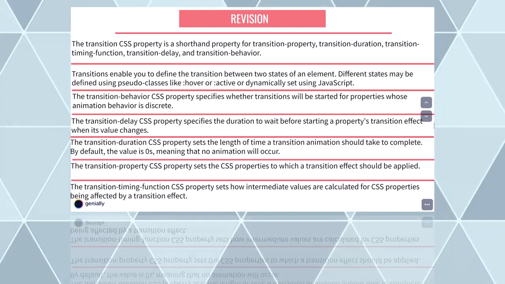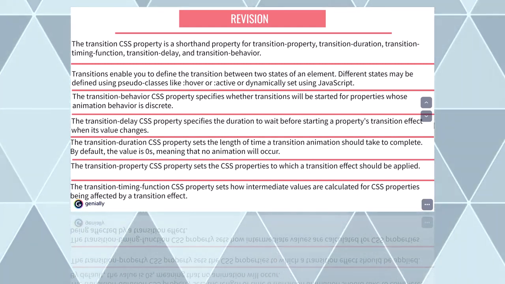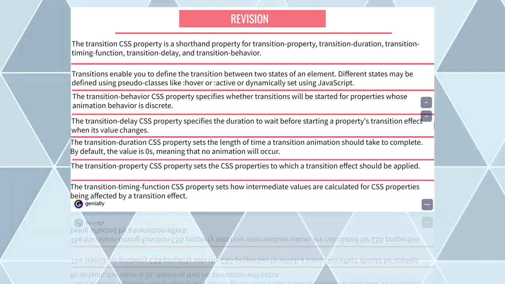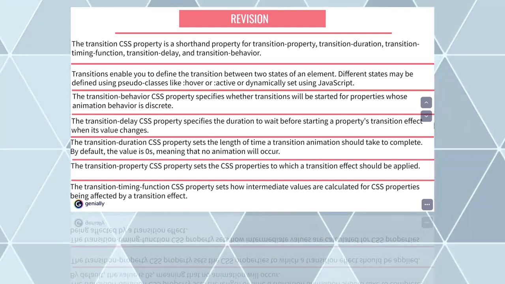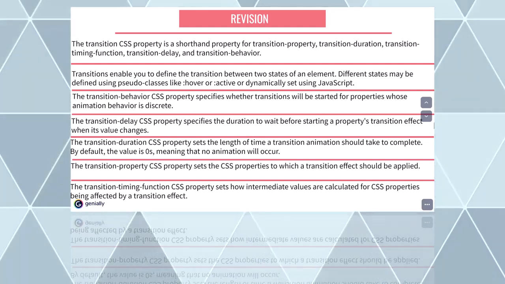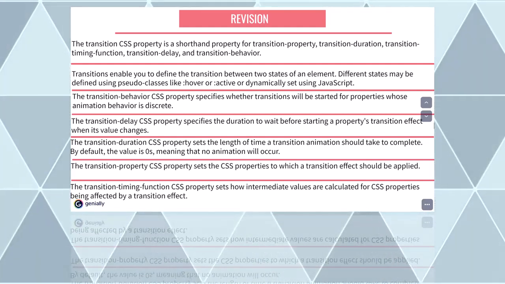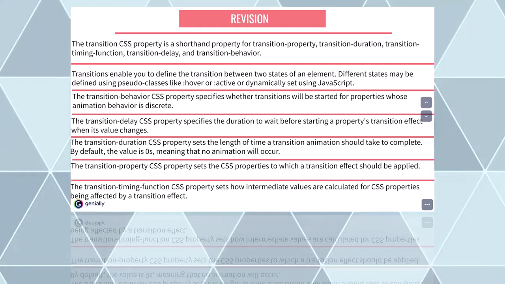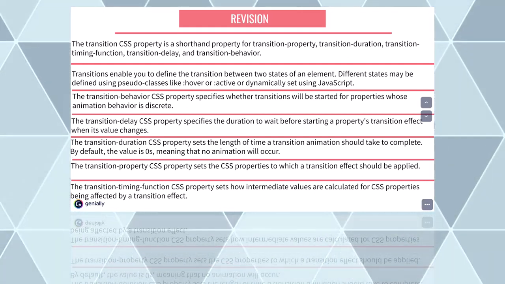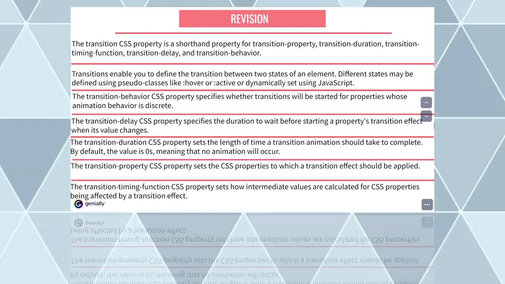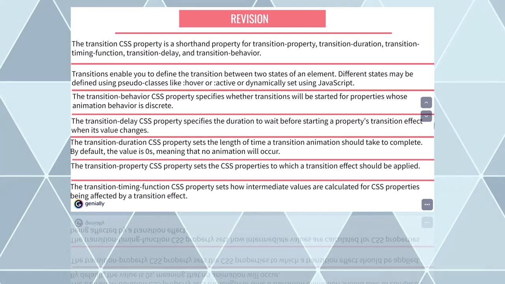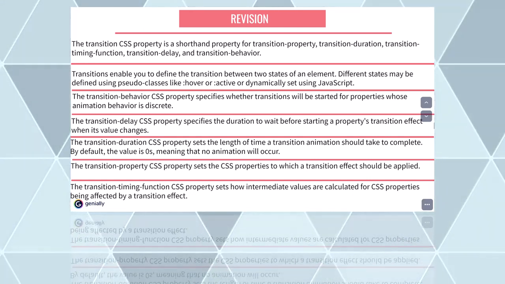The transition-property CSS property sets the CSS properties to which a transition effect should be applied. This one is asking what you want to animate. Is it the background? Is it the margin? Or whatever property that you want to animate.